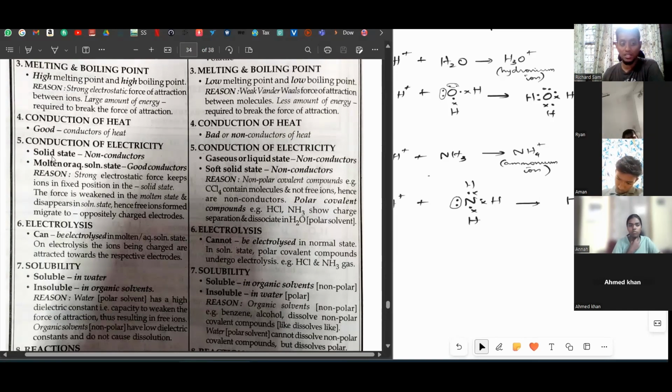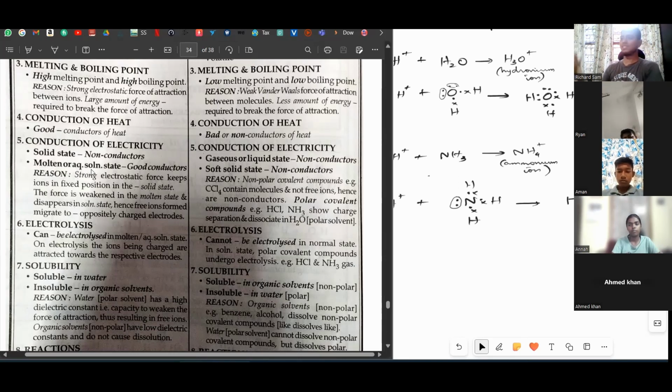Conduction of electricity. As I said, ionic compounds in the solid state are non-conductors, but in the molten or aqueous state, they are good conductors. Molten means liquid state. How do you convert the ionic compounds into a liquid state? By heating it. When you heat it, it becomes hot. That's why it's called molten. Like lava, we say molten lava, means it is hot. It's supposed to be solid, but because of the heat, it has melted and become liquid. So ionic compounds in the molten state conduct electricity, or in the aqueous state.